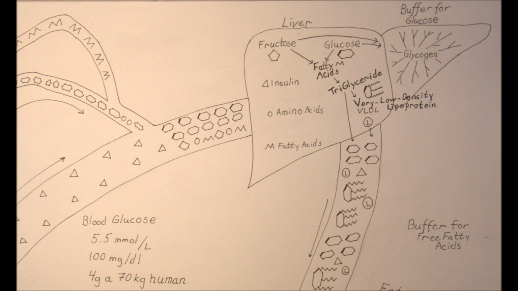The blood transports everything to the liver. Together with the insulin, the liver transforms the fructose and the glucose to glycogen as the storage structure for glucose. The liver and the insulin are also transforming the fructose and the glucose to fatty acids, the fatty acids to triglycerides, the triglycerides to very low density lipoproteins, VLDL, and sending it out in the blood.